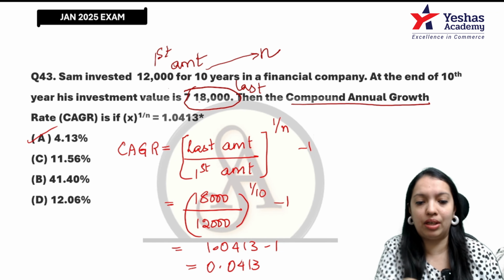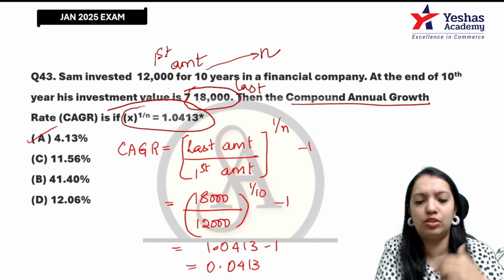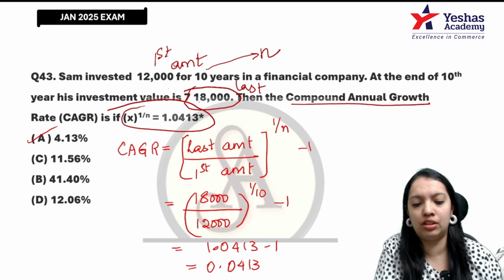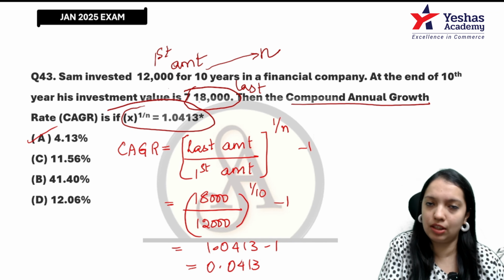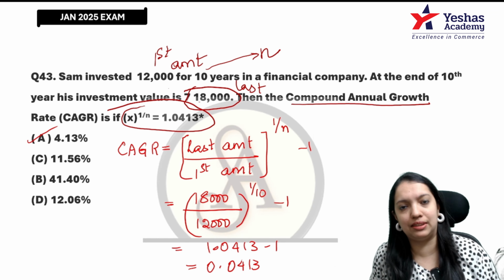How do you do power 1 by 10 on the calculator? No need to do that as of now. The clue is directly given in the question. Use it. 1.0413 minus 1, you get 0.04 or 4.13%.